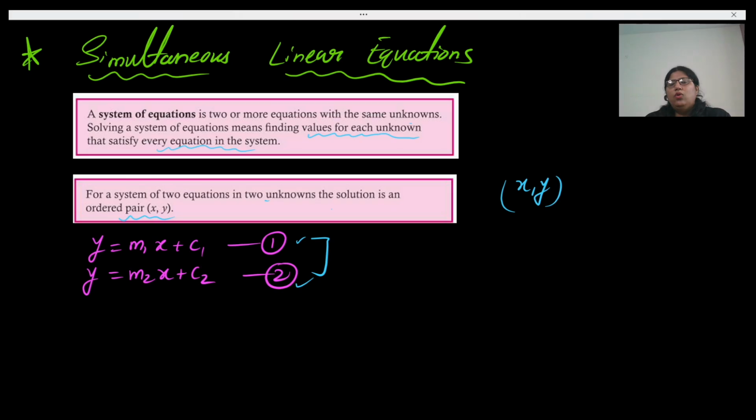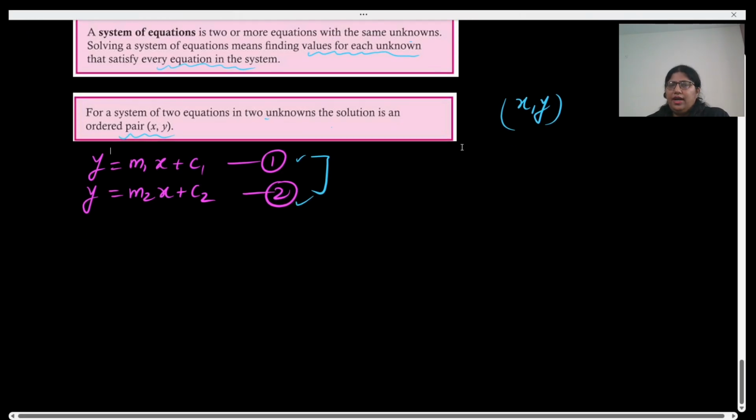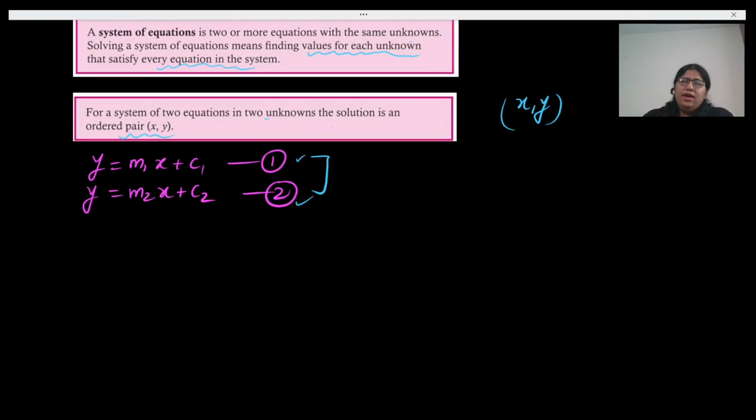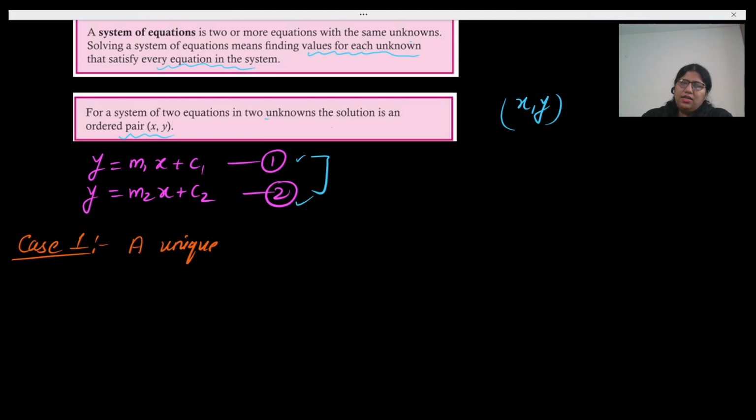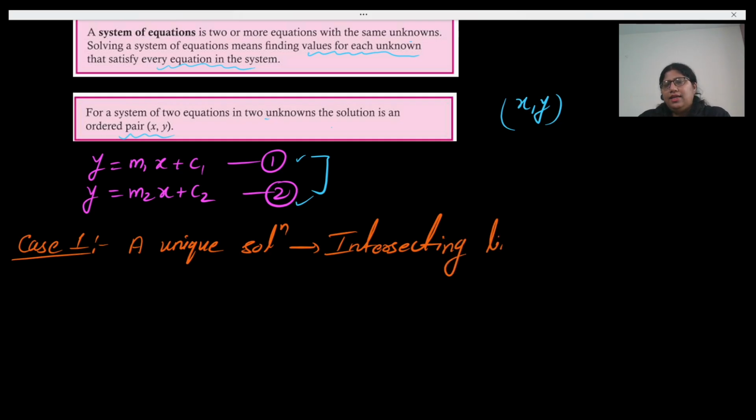Now, what could be the possible solutions here? There are only 3 to 4 different criteria here. The first one, whenever you get a unique solution, so this is your case 1, I get a unique solution. A unique solution means the lines are intersecting at a point, right? Because these are straight line graphs, you will call them intersecting lines, because each equation is going to give you one straight line.